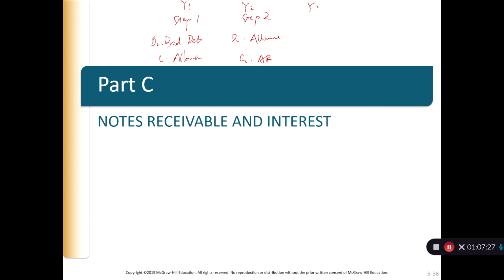And at the end of year 1, you need to re-estimate your bad debt account. Hence you are still debiting bad debt expense by a new amount, right? And crediting the allowance account by a new amount. Okay, that's it. Step 1, step 2, step 3.